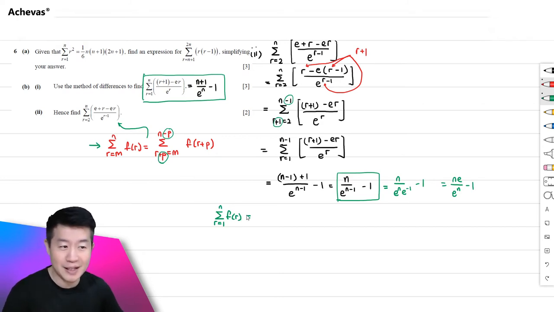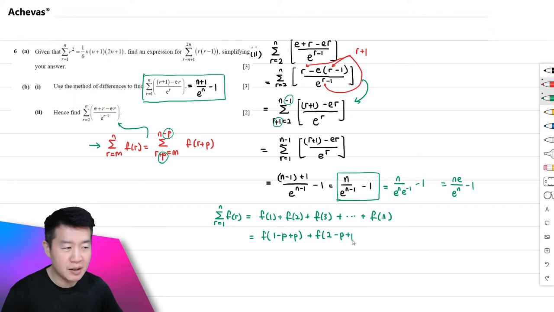Let me show you how I can very easily prove why this rule holds, why I can go from here to here by just expanding and doing a very simple manipulation. If I were to expand this, this is F1 plus F2 plus F3 plus all the way until Fn. But let's do a very simple manipulation to 1. So how about going for 1 minus P plus P? I'll do the same thing for 2, a minus P plus P, and all the way until the very last term, which is N, so I'll do a minus P plus P.